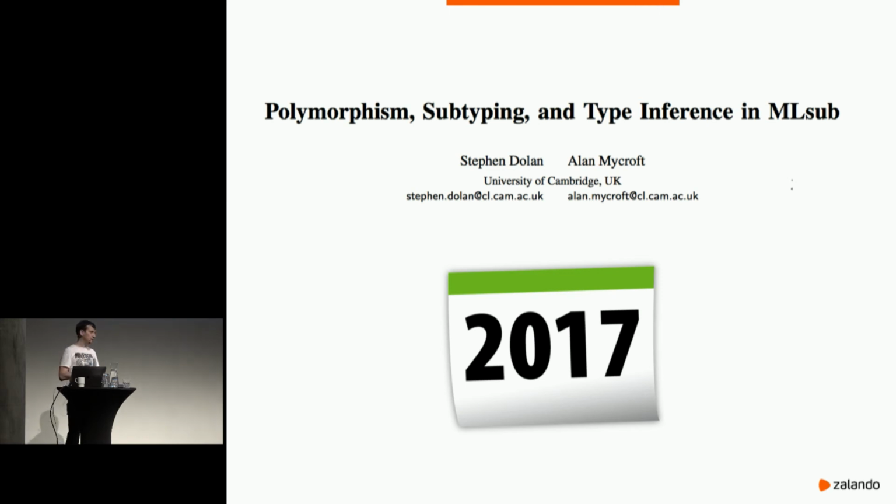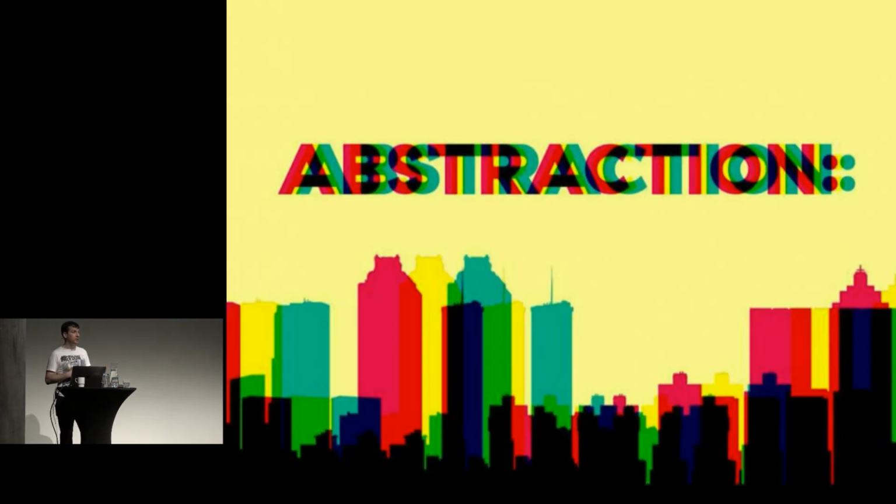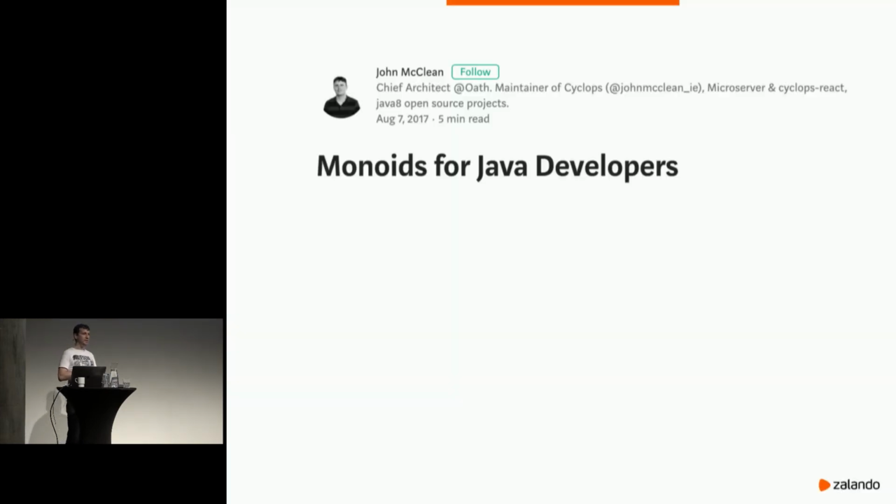And what Haskell is teaching us is that, well, actually, maybe you don't need subtyping. It's possible to program without subtyping. And that's really cool. And one way to program without subtyping is to use another thing that Haskell is bringing us, which is abstraction. So now you see, again, blog posts like this: monoids for Java developers.